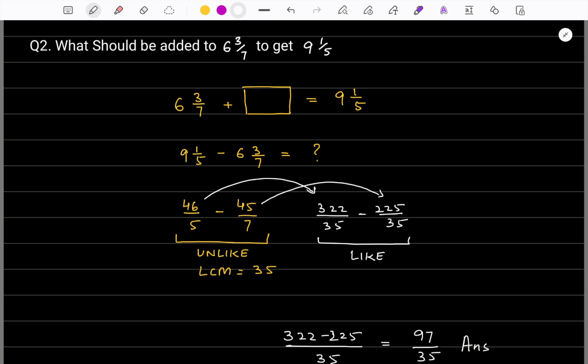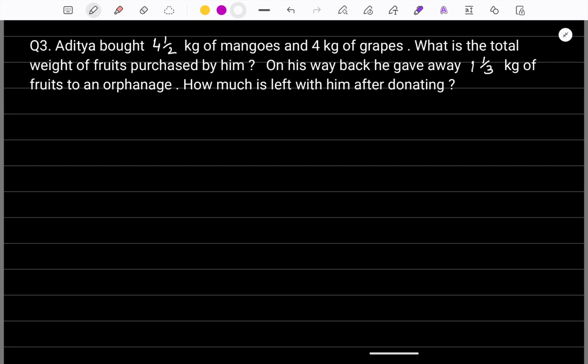Let's take one more example here. The third question says that Aditya bought 4.5 kg of mangoes and 4 kg of grapes. What is the total weight of fruits purchased by him? Now to find the total weight, we have to add 4.5 and 4 kgs. For this, we first convert the mixed fraction into its improper form. That will be 9 by 2. And the whole number, which is 4, into fraction form, that will be 4 by 1.